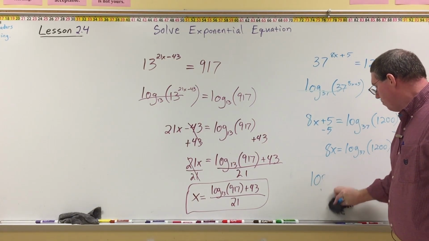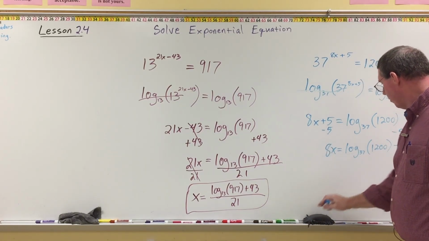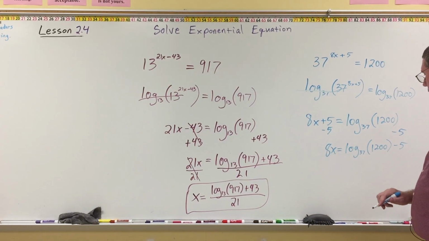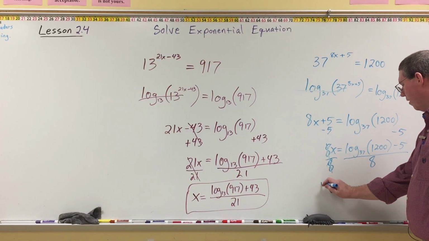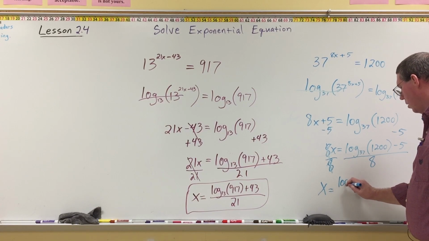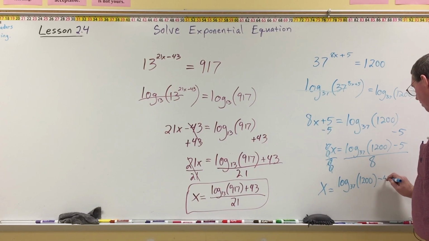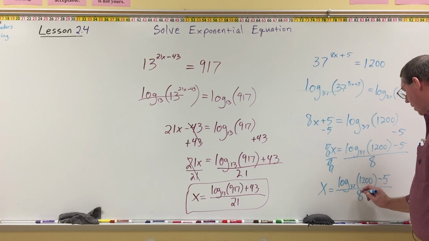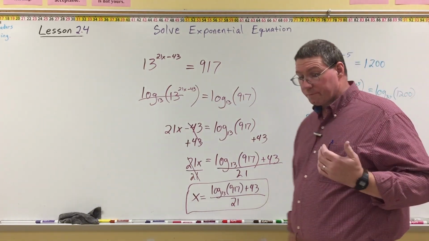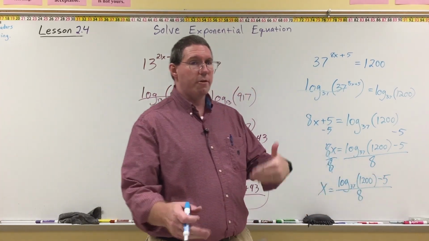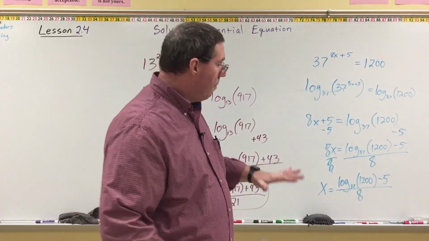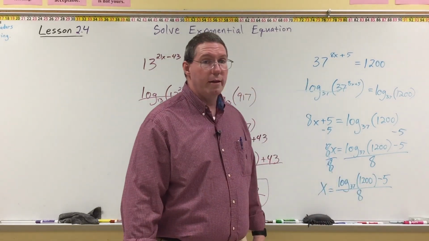I don't know who your instructor is, but they might knock you for doing something wrong with the base of the logarithm. All right, so we got log base 37 of 1200 minus 5. Now all we got to do is divide the whole thing by 8, cancel, and we have x is equal to log base 37 of 1200 minus 5, divided by 8. And there are lots of ways that you can manipulate the appearance of this logarithm because of the properties of logarithms, okay? But in my class, this is how we're going to write the answer, okay?